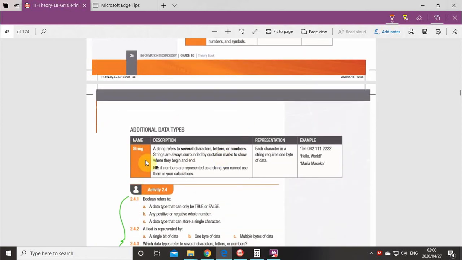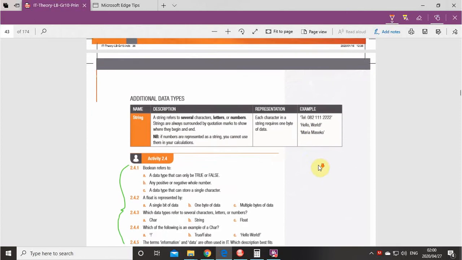And then the last one we have is a string. A string refers to several characters, letters or numbers. They are surrounded by quotation marks to show where they begin and end, and it can basically contain all of the above. For example, it can have a telephone number, 0811111 whatever. It can contain hello world, it can contain a name, Maria Maseko, etc.